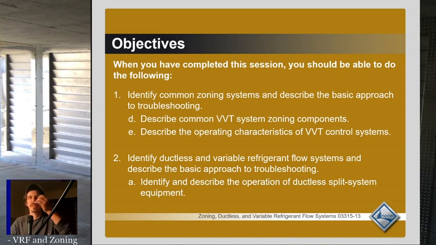Alright, when you've completed this session, you should be able to do the following. Identify common zoning systems and describe the basic approach to troubleshooting. Describe common VVT system zoning components. Describe the operating characteristics of a VVT control system. Identify ductless and variable refrigerant flow systems and describe the basic approach to troubleshooting those. And identify and describe the operation of ductless split system equipment.